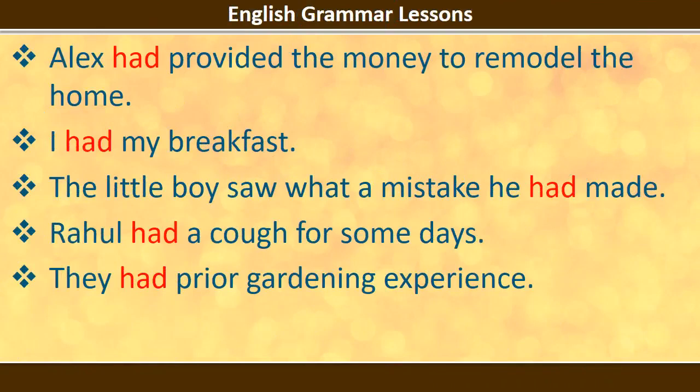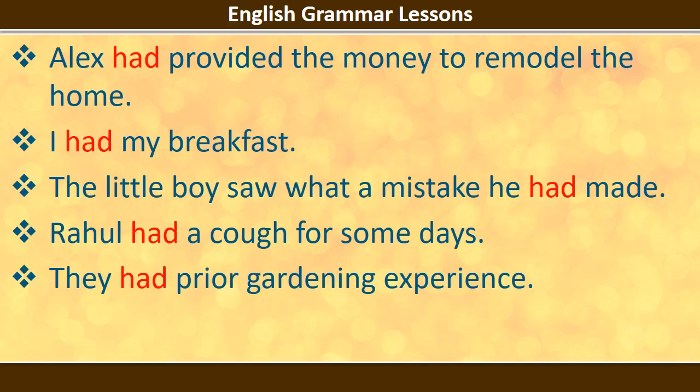In this slide there are some of the example sentences using had. Alex had provided the money to remodel the home. It means he already provided the money to remodel the home. Means here the sentence is speaking about the past activity. So we are using here had. I had my breakfast. Means I have completed my breakfast. Talking about past thing. So we are using here had.